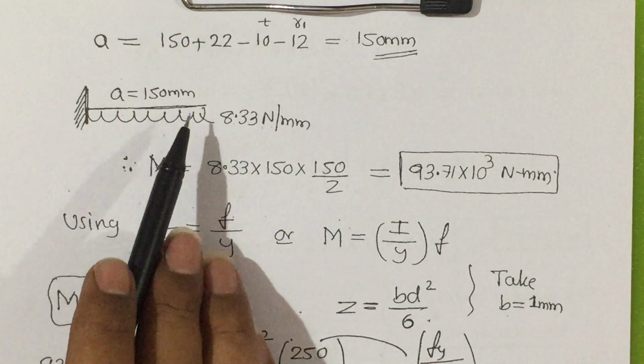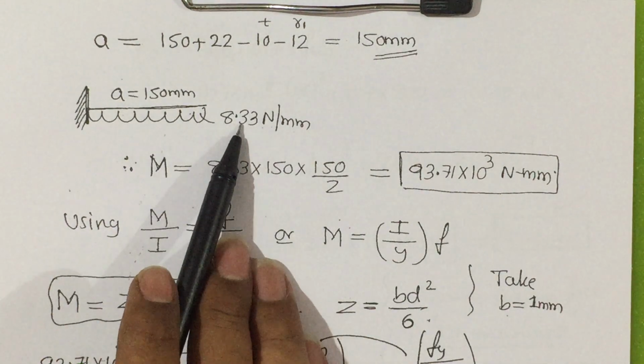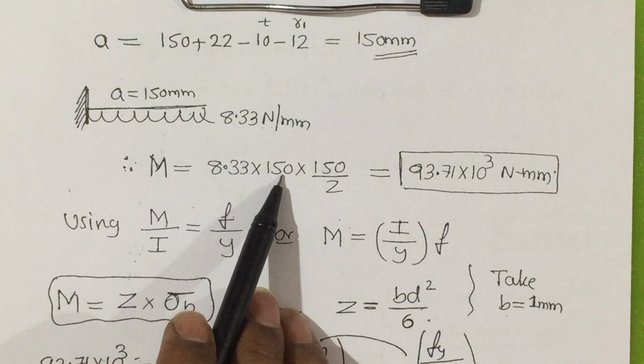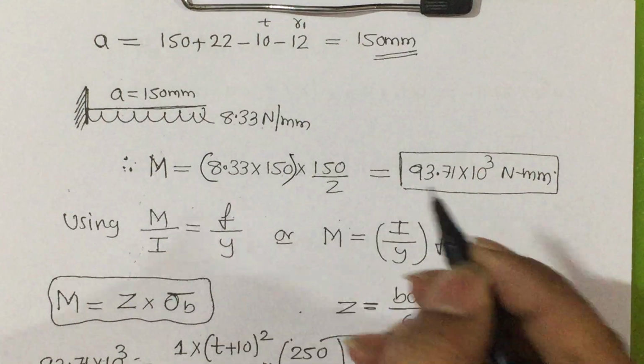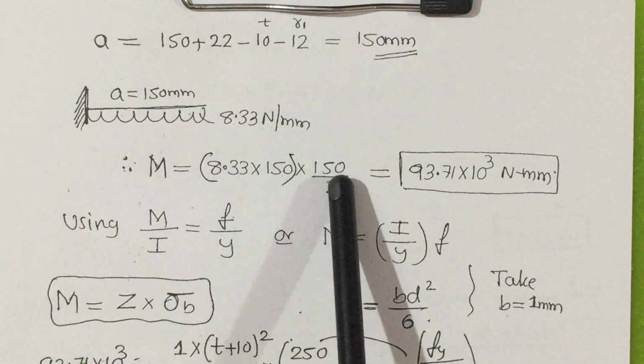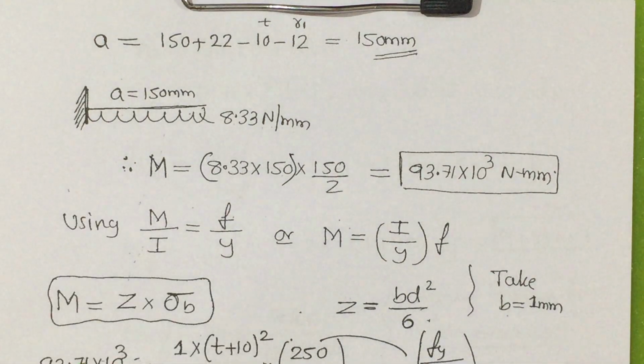Assume this end is fixed, one end is free. Therefore, moment is given by 8.33 into 150, that will become the load, into the perpendicular distance, 150 by 2. You are going to get it as 93.71 into 10 power 3 Newton millimeter.